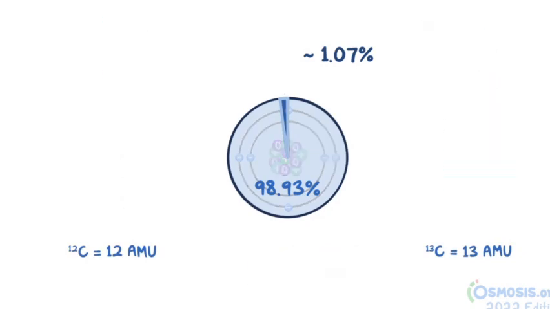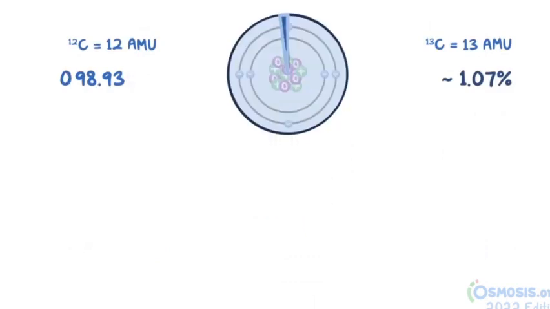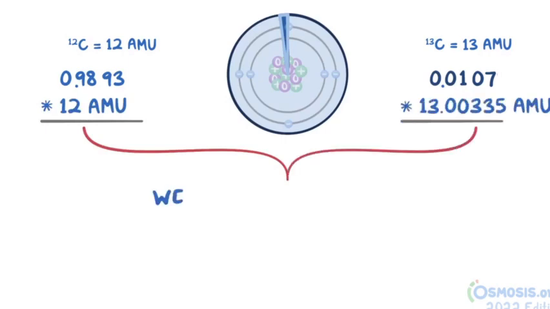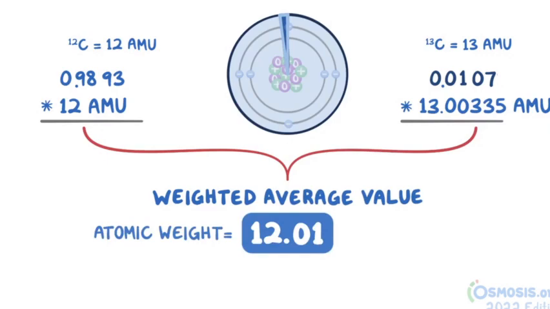To find the average atomic mass for carbon, we convert the percent abundances into decimals. So that's 0.9893 for carbon-12 and 0.0107 for carbon-13. We then multiply the mass of each isotope by its respective abundance, and then add these numbers. So that would be 0.9893 times 12 AMU plus 0.0107 times 13.00335 AMU. This results in a weighted average value of the atomic mass of carbon, and it equals 12.01. This weighted average is referred to as the average atomic mass, or the atomic weight of carbon.